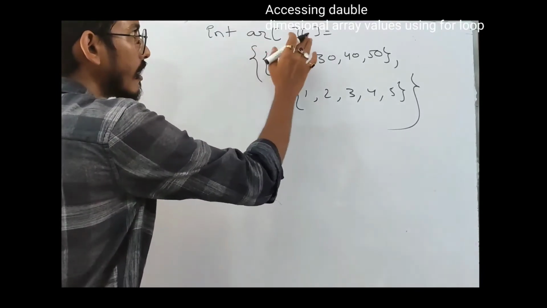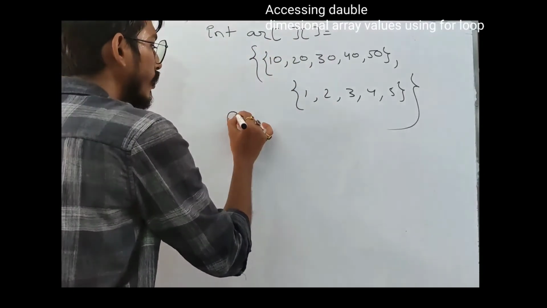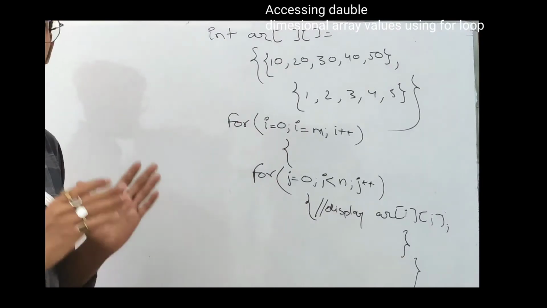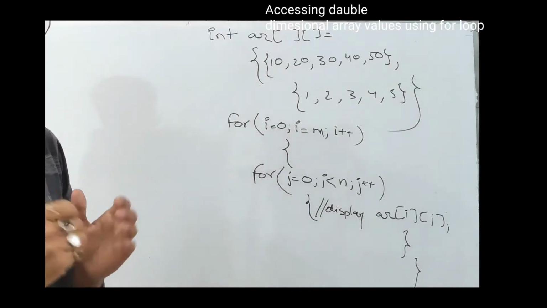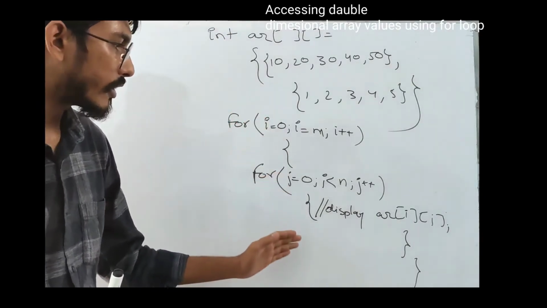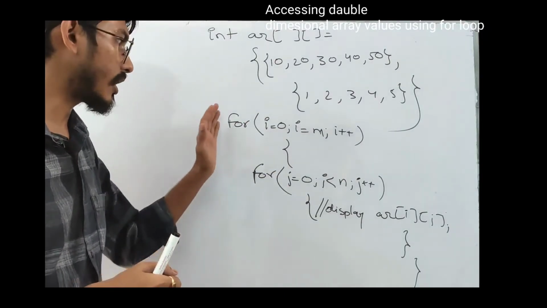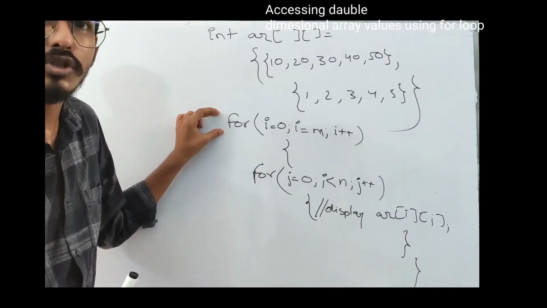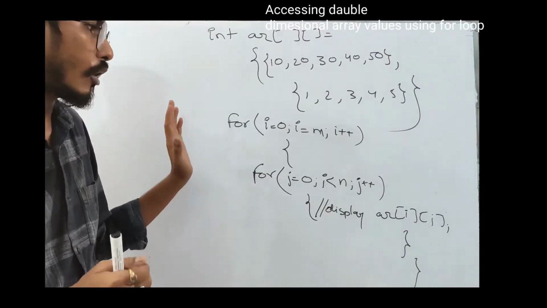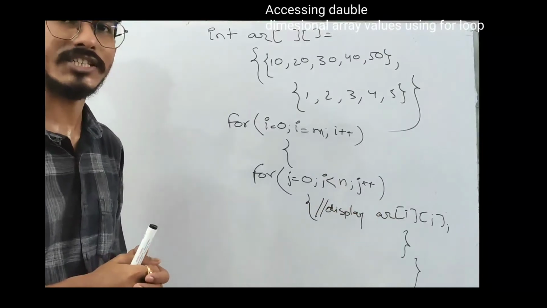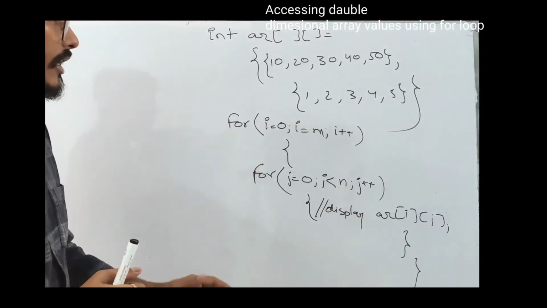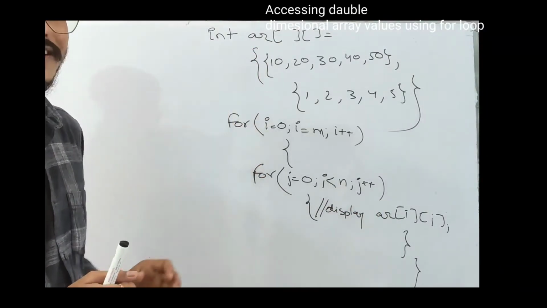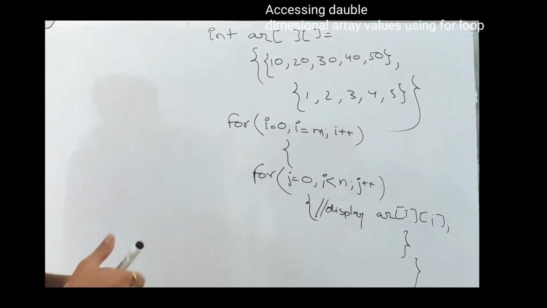For double dimensional arrays, we will use two loops. For accessing the values of a double dimensional array, the loop is written in this way. That is, there are two loops, a for loop inside another for loop, which is called a nested for loop. So now let's see how data is being accessed. But before that, let us see how this data can be represented in the form of blocks.